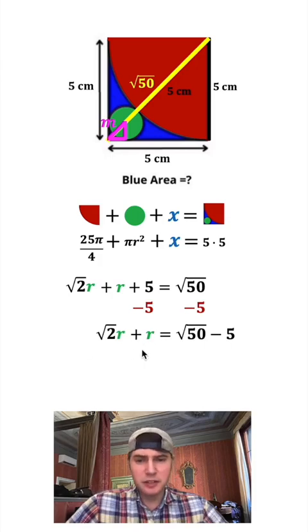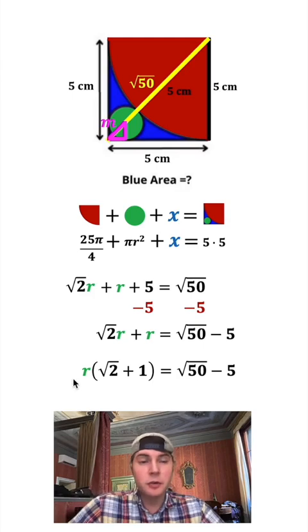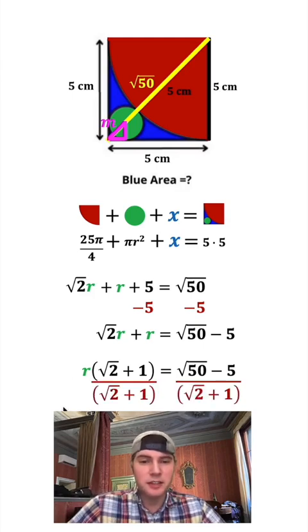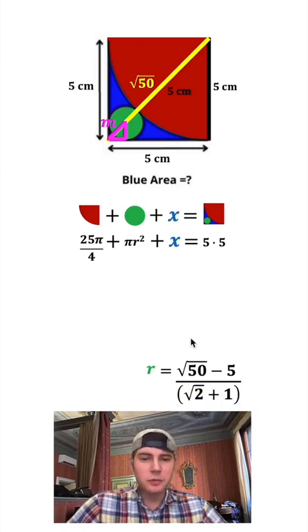Scoot this over, and we can see both of these have a common term of r, so let's factor out that r. R times what gives us root 2r, that's root 2. R times what gives us r, that's 1. And we can bring down the right-hand side. Since we want to solve for r, let's divide both sides by this. These cancel each other out, so we're just left with r equals all of this. Let's get rid of all this work and drag this up.